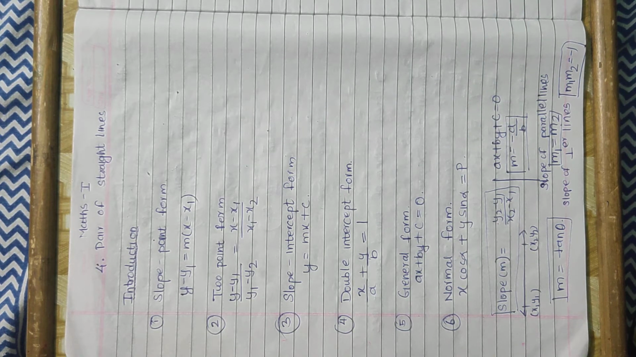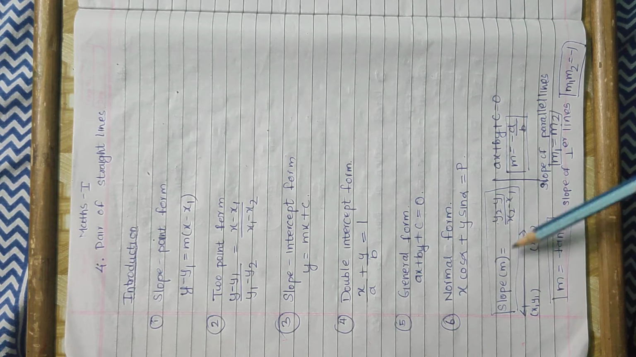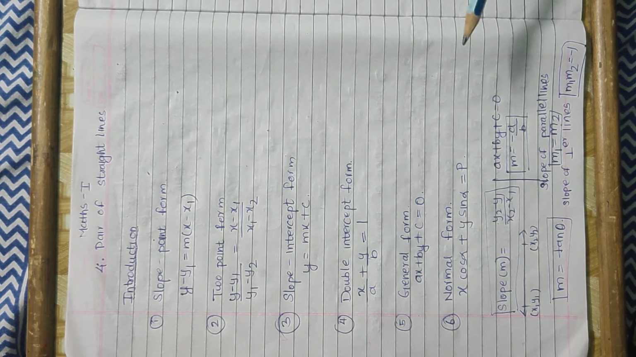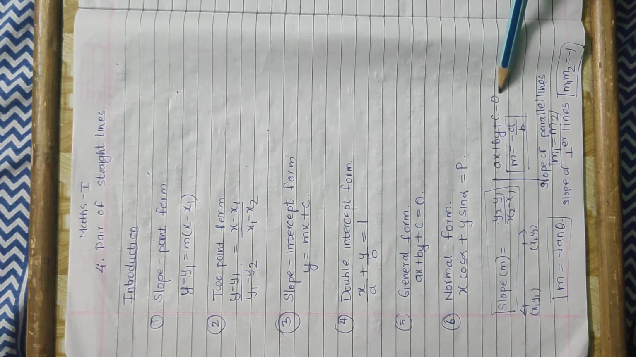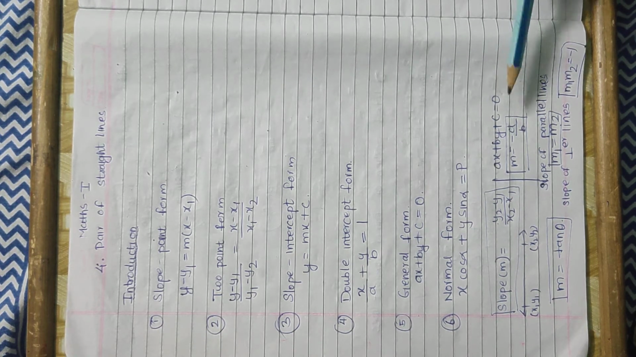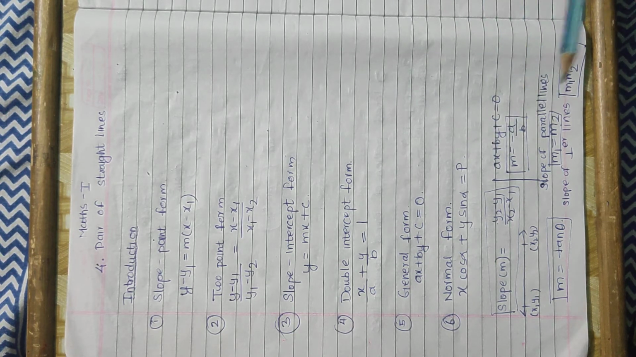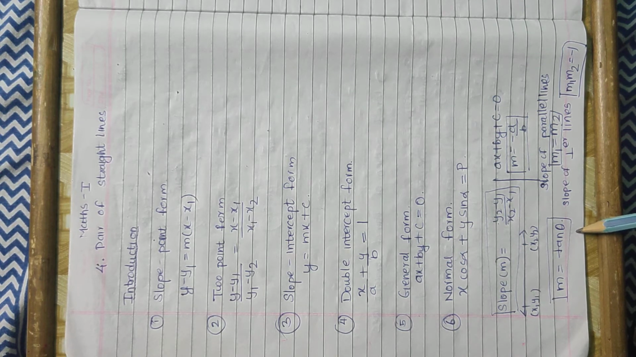And then how to find the slope? See the formulas for the slope. Slope m is equal to (y2 minus y1) upon (x2 minus x1). Suppose this is a line and 2 points are there, then how to find the slope? (y2 minus y1) upon (x2 minus x1). Now see the general form. For the general form, how to find the slope? m is equal to minus a upon b. One more is there: when the angle is given, m is equal to tan theta.